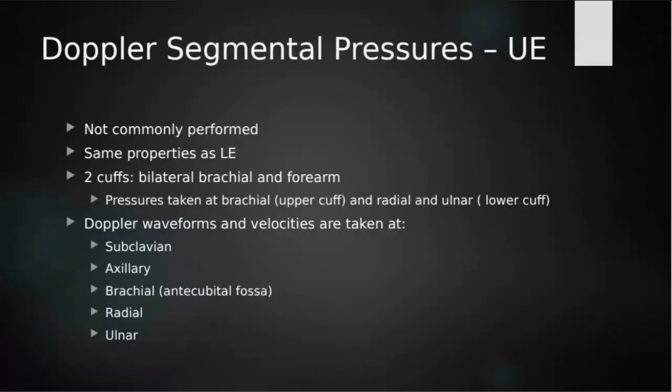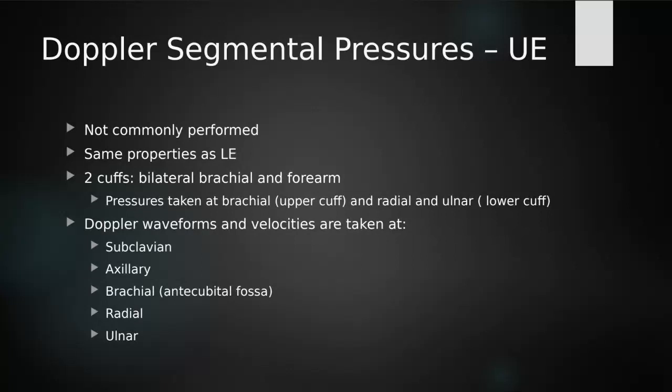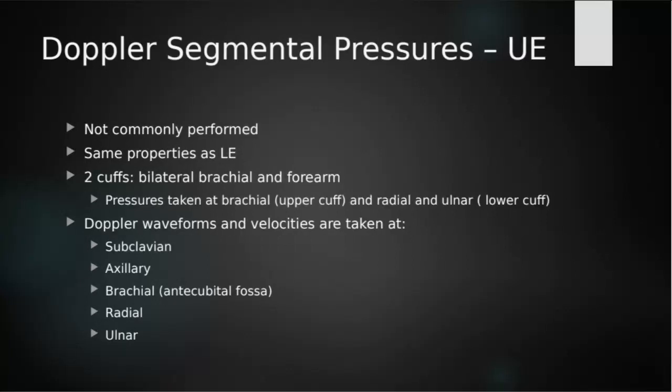So upper extremity, not going to be talking about this too much, but it's going to be the same sort of concept. We're usually only doing a two-cuff method, one on the upper arm, one on the lower arm. And then we can actually take waveforms at specific levels as well. So subclavian, axillary, brachial, radial, ulnar. Now these we're actually moving our probe.